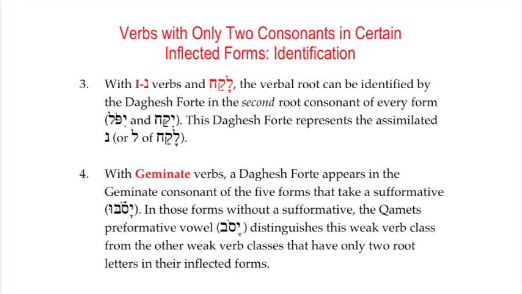With geminate verbs, a dagesh forte will appear in the geminate consonant of those 5 forms that take a sufformative, as in yasobbu. In those forms without a sufformative, the qamets preformative vowel distinguishes this weak verb class from the other weak verb classes that have only 2 root letters in their inflected forms. So it's very important that you take some time to study the 4 weak verbs together in their paradigms that exhibit the loss of a root letter in its inflected form.